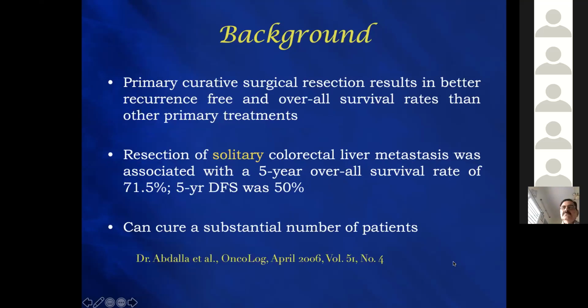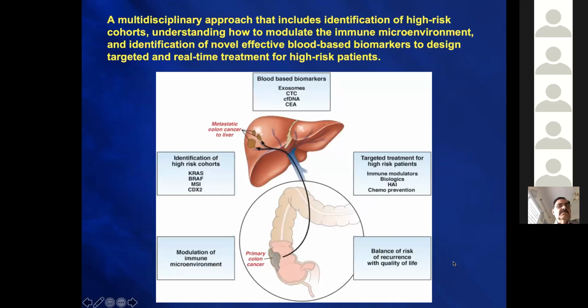As discussed, primary curative surgical resection will always result in better recurrence-free and overall survival rates than any other treatments. Resection of solitary colorectal liver metastasis was associated with a 5-year overall survival of 71.5%. Disease-free survival was 50%. When compared to resection of multiple liver metastasis, the 5-year survival can be up to 50%, and the disease-free survival is around 30%. So solitary metastasis always fare better, and it can cure a substantial proportion of patients.